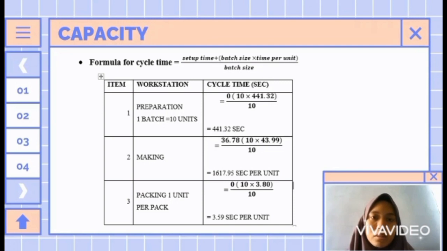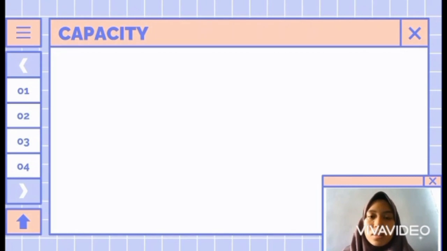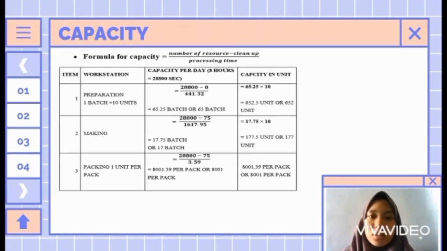After we calculate the cycle time for each workstation, the workstation preparation is 441.32 seconds. For workstation making it is 1617.95 seconds per unit. For workstation packing, 1 unit per pack, that is 3.59 seconds per unit. Next, after we calculate the cycle time, we need to calculate the capacity for roti gulung sardin. The formula for capacity is number of results minus clean up, and after that divide by processing time.